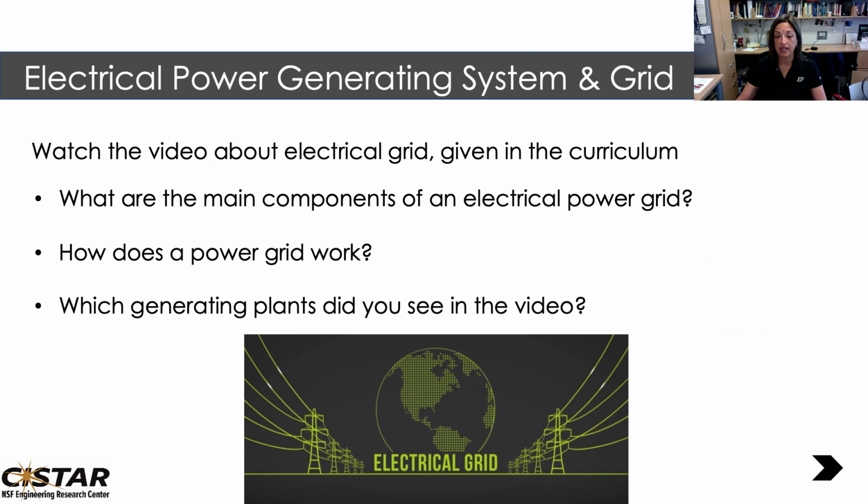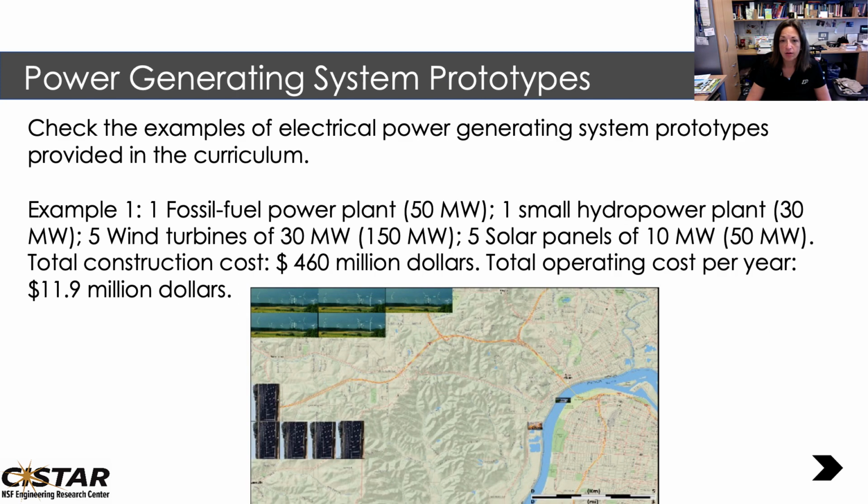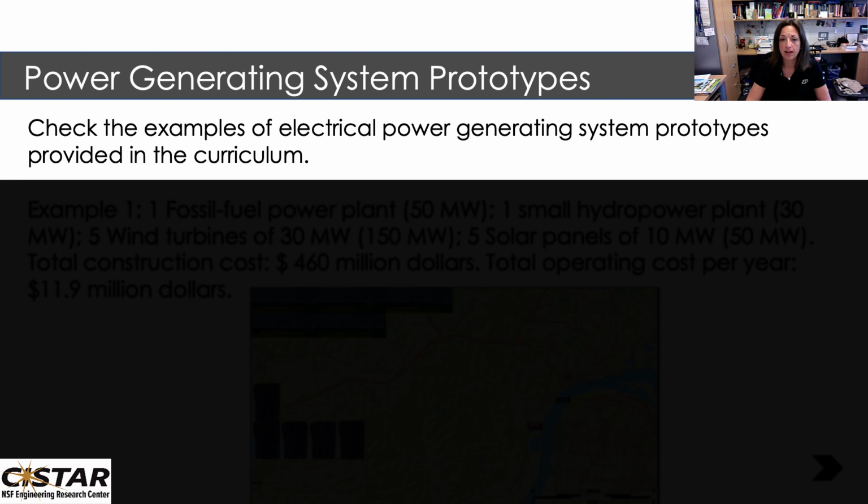Help students see these connections so that they can see the real-world application of their science lessons. Check the examples of electrical power generating system prototypes provided in the curriculum. These examples are intended to help you understand the final prototype of the student's design. You should not show them to the students to avoid bias in their reasoning process.